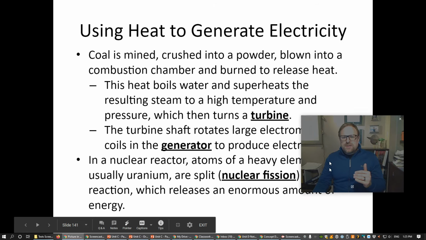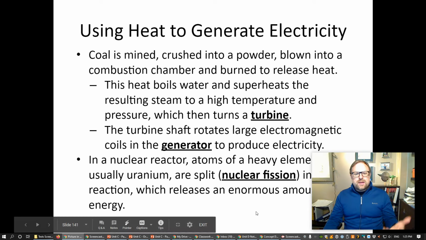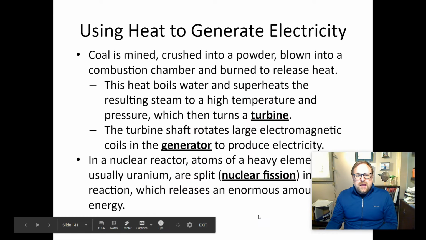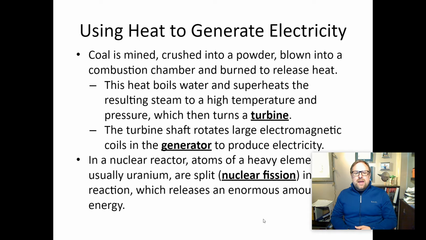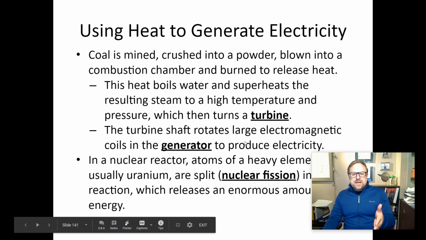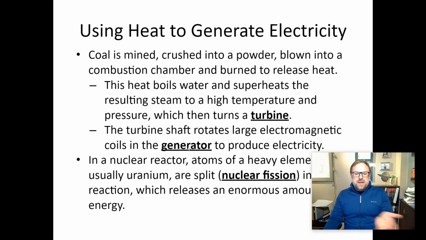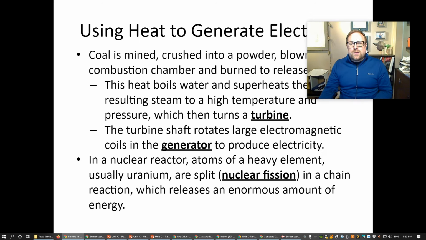What we do to get the coal out of the ground so that we can burn it is we mine the coal, and we crush it into a powder, and then we blow it into a combustion chamber. Then it's ignited and burned to release heat. This heat boils the water, it superheats the steam to a high temperature, which spins our turbine. Okay, the turbine, we know, is attached to the large electromagnetic coil, which spins inside of a magnetic field, and we are basically operating a generator at that point.